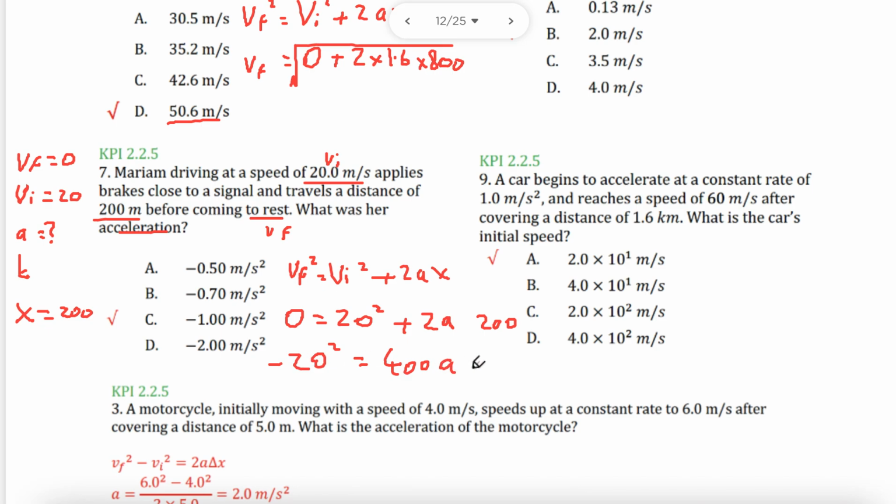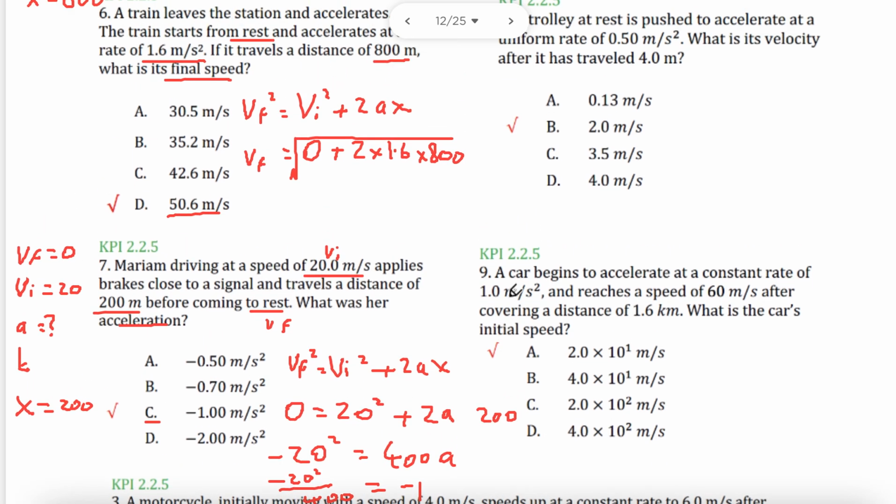400a. Divide both sides by 400: minus 20 squared, whatever that gives you, divided by 400. If you put that in your calculator, you should get, well, 20 squared is 400, isn't it? So 2 times 2 is 4. Add the 2 zeros, 400 divided by 400. That gives you minus 1. The answer is C, minus 1.